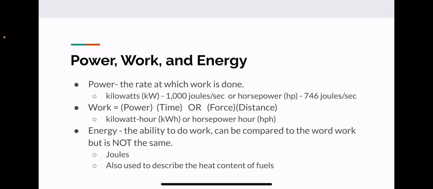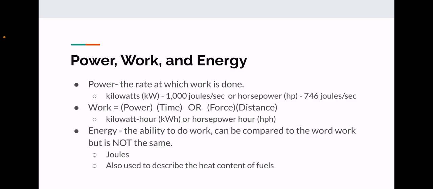So to start with, we're going to cover the basics: power, work, and energy. Power is the rate at which work is done. The units for that are kilowatts and horsepower. To find work, you're going to be multiplying power by time, or you can find it by multiplying force by distance. And the units for this are kilowatt hours or horsepower hours.